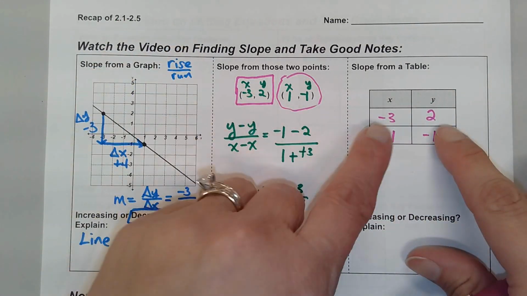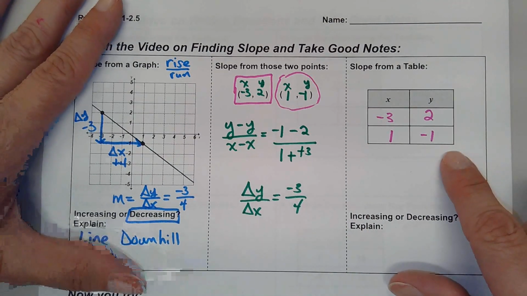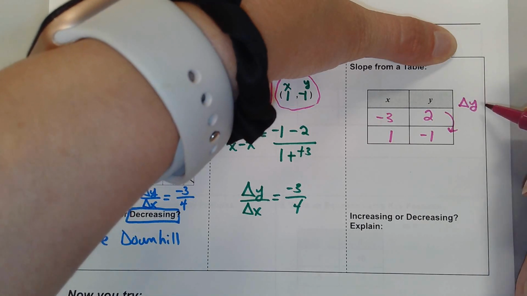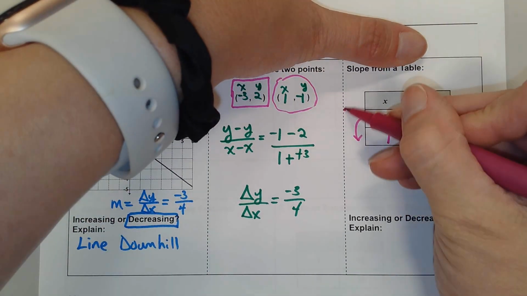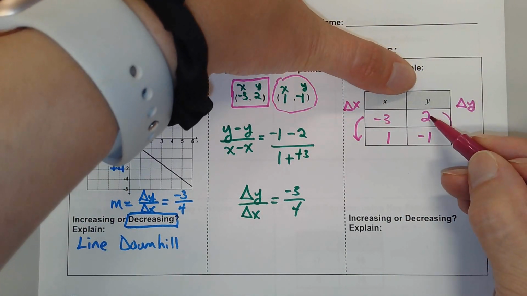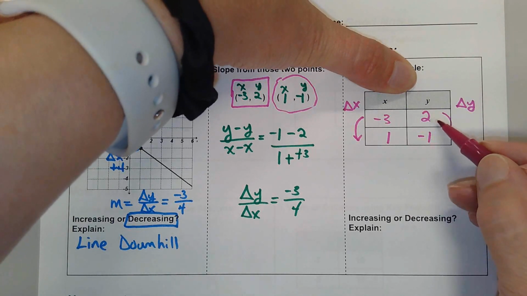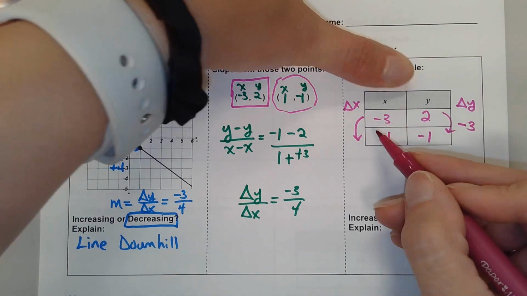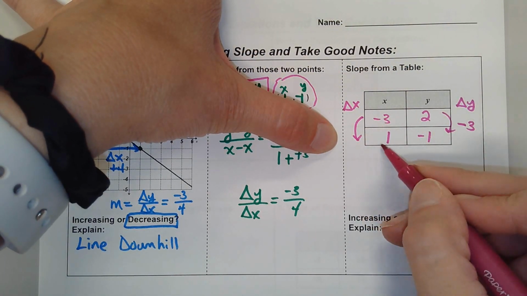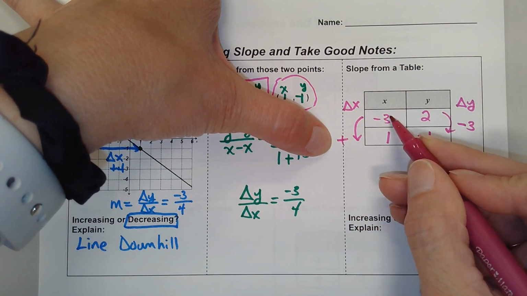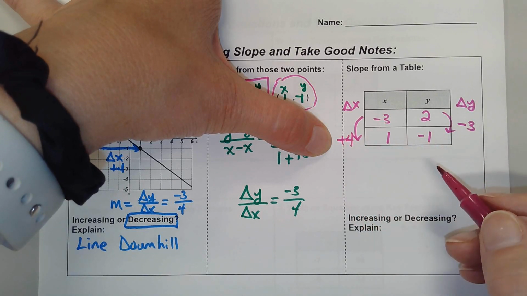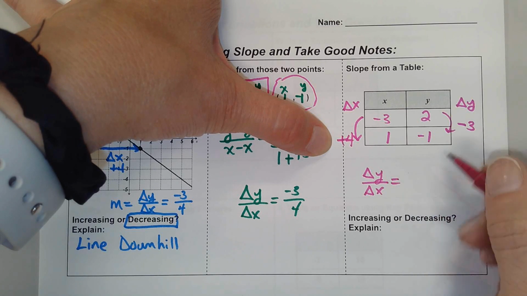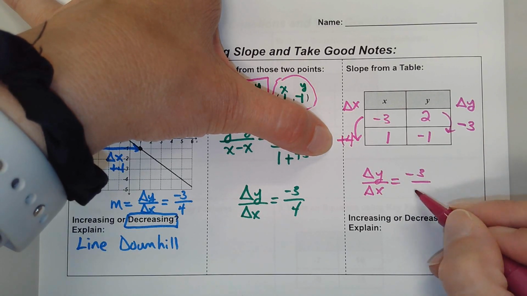Once you put 2 points into a table, you can find the slope very easily by doing delta y over delta x. So how is this changing? 2 goes down, down, down, and it goes down 3. -3 is going up to positive 1. That's going to be up 4. Okay, so the delta y over the delta x is -3 over 4.